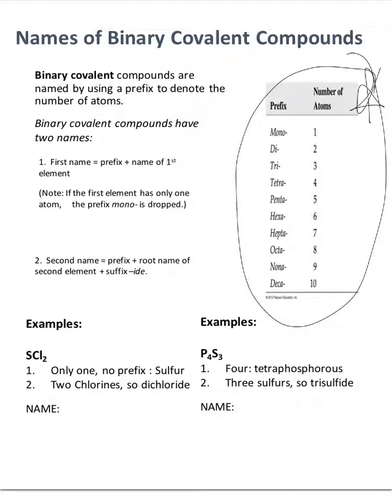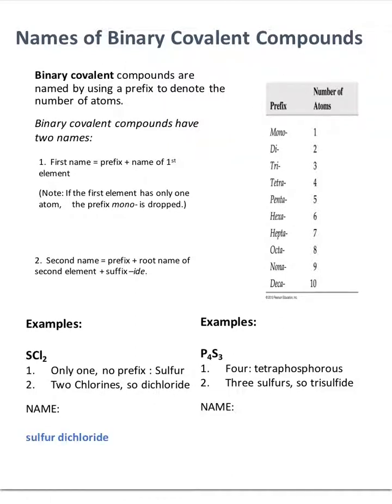So if we look at the two examples down at the bottom, the first one is SCl2. There's only one of that first atom, so we won't use a prefix. When we name that portion, we would just say sulfur. If you look at the second piece, you have two chlorines. So if you use your general naming conventions, you use the root name, take off the ending, add IDE, and then add the prefix, you would get dichloride. So if you were to name this compound, you would have sulfur dichloride.